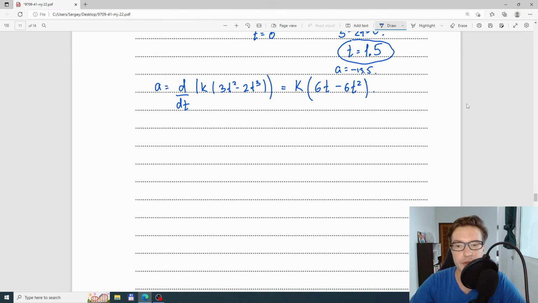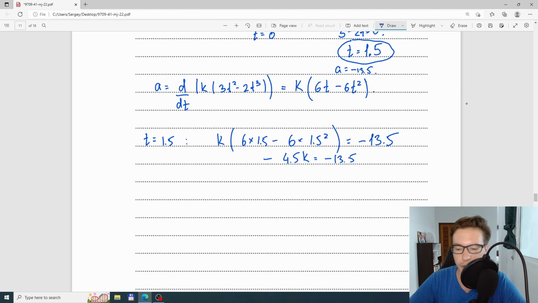Okay, and when t equals 1.5, this should be equal to minus 13.5. So I will substitute t equals 1.5. K times 6 times 1.5 minus 6 times 1.5 squared, and that equals minus 13.5. Right, let's do calculations in the bracket. I will get minus 4.5k equals minus 13.5. Then divide both sides by minus 4.5, and we get the value of k, which is 3.